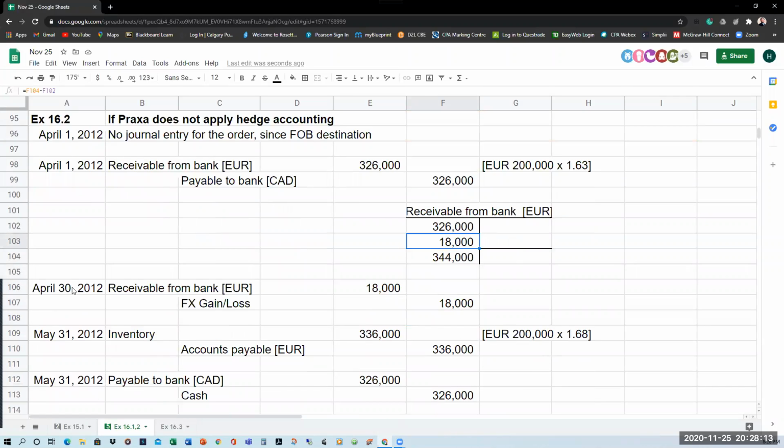So come April 30th, if we don't apply hedge accounting, you will need to increase the receivable from the bank by 18,000 and credit the FX gain or loss. Here, it's an FX gain. That FX gain will be reported on the income statement as a gain.